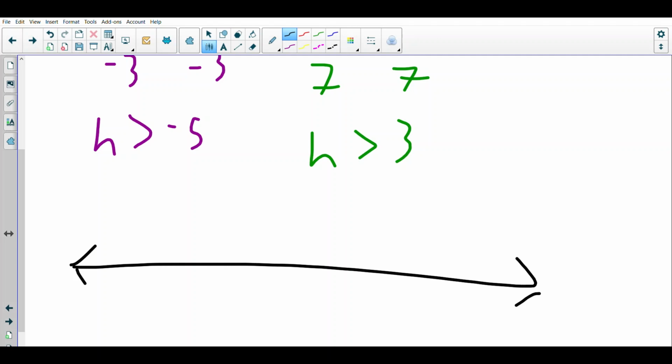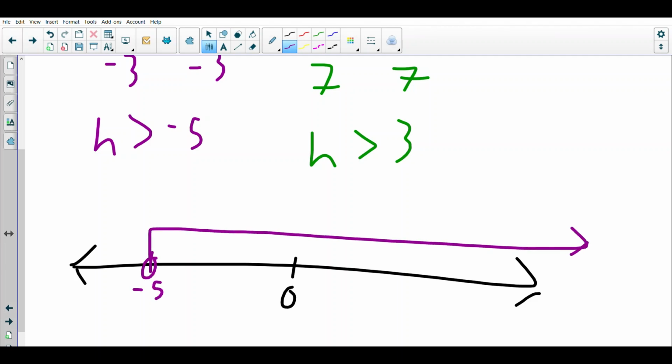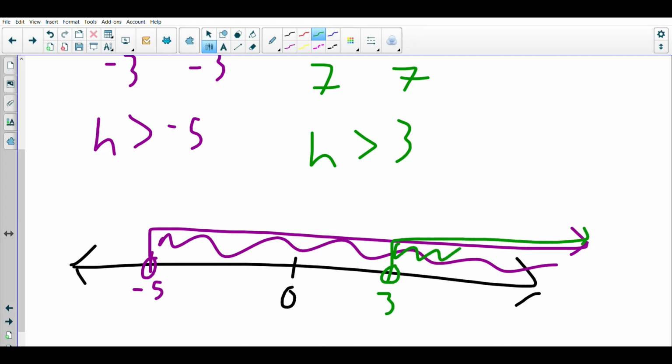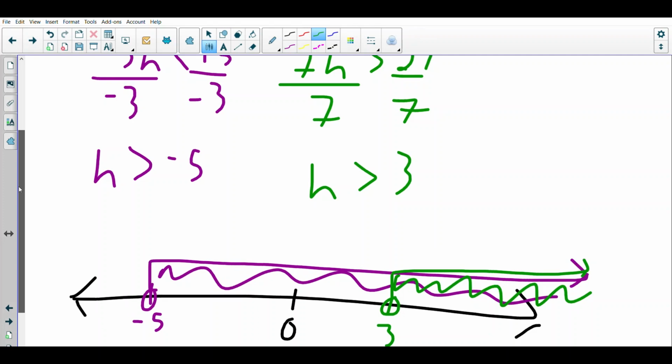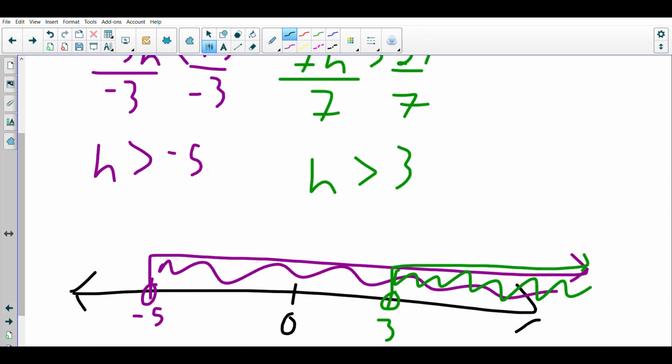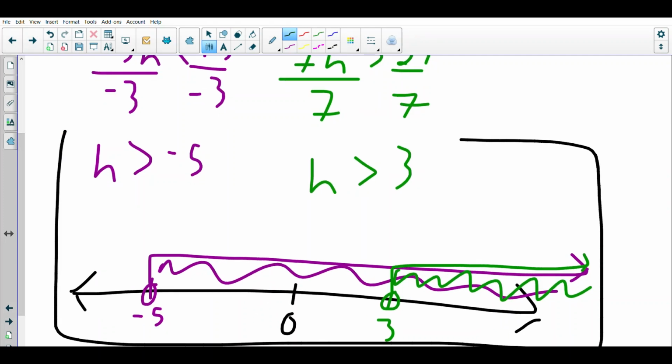So now this one, it doesn't matter. It doesn't have to overlap. So I got 0. So -5 here. Open circle to the right, and everything there. And then I'm going to do h is greater than 3. So I do 3. Open circle to the right. It doesn't matter if they overlap or not. Most of the time they're not going to overlap. Most of the time they will be separate. But right there, that's my answer. I'm done. These happen to overlap. Most of the time they won't though. We'll see that in a follow-up problem.